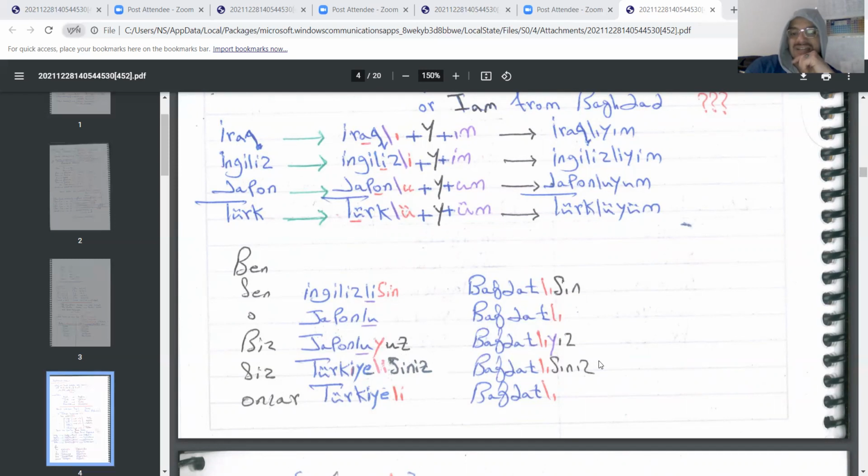Japonluyuz. Bağdatlıyız. Here I put L-U, and after that I complete it by putting the protect letter and the appropriate delta, after that Z. To be Japonluyuz, Bağdatlıyız, Türklüsünüz, Bağdatlısınız, Türklü, Bağdatlı, or we can say Türkiye'li. If we want to ignore onlar, it will be like that. Bağdatlılar. Or we can say onlar Bağdatlı. We can select one of them.